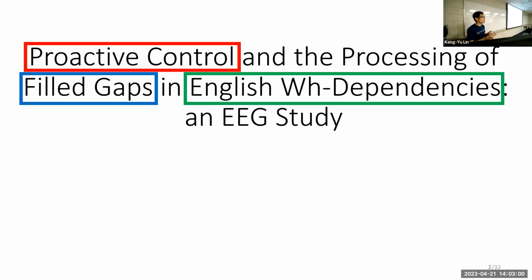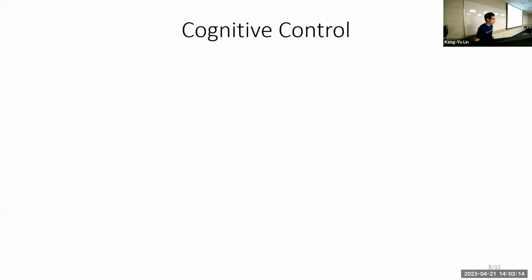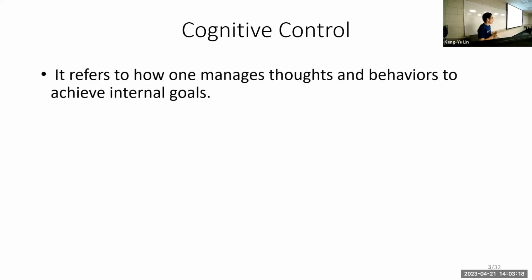If you are familiar with these technical terms, you can take this chance as a refreshment. If you are not familiar, this is the chance for you to get to know a bit about what these terms mean. So let's get started with cognitive control. What is cognitive control? Basically, cognitive control refers to how one manages thoughts and behaviors to achieve internal goals.